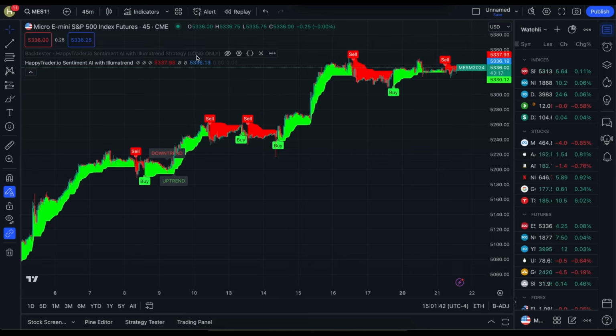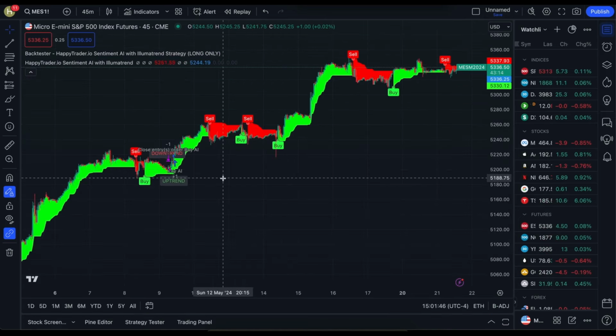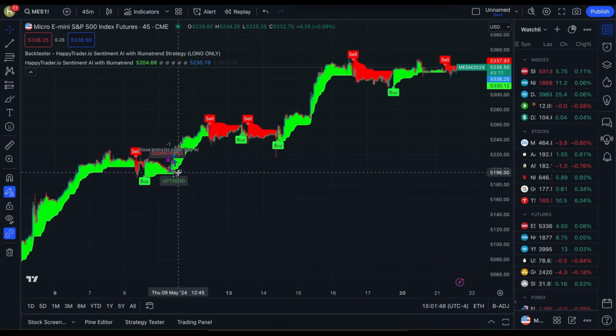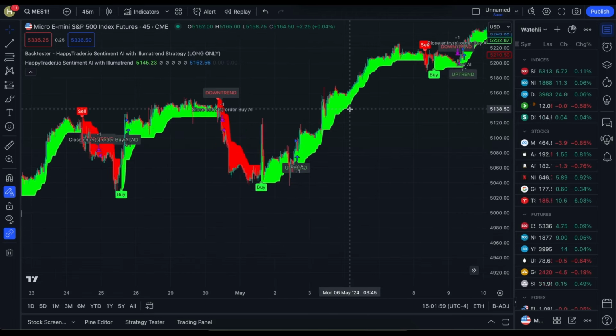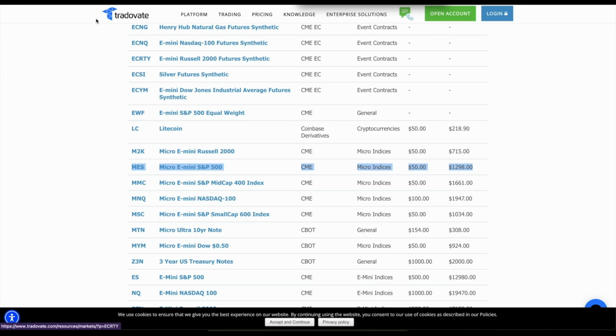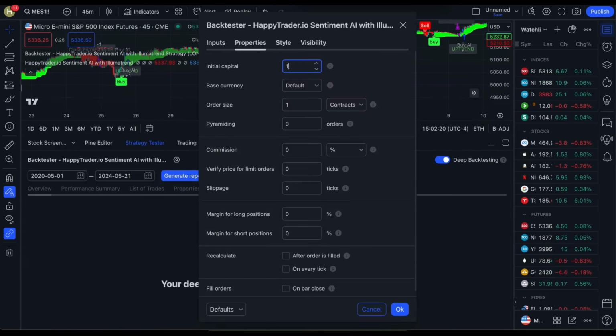The first thing we're going to do now that we have our indicator up is turn on our backtester. And we're going to immediately see that we have an overlay, buy AI, and then we have our sell AI. We're buying on the uptrend signal and selling on the downtrend signal. Simple as that. The next thing we're going to do is double check our margin requirement. 1298, we're going to round that off to 1300. We're going to set this to 1300. We're going to be doing one contract.